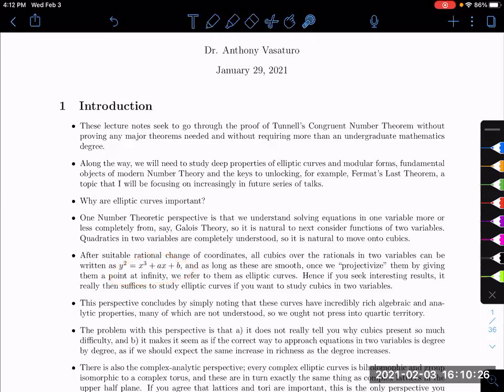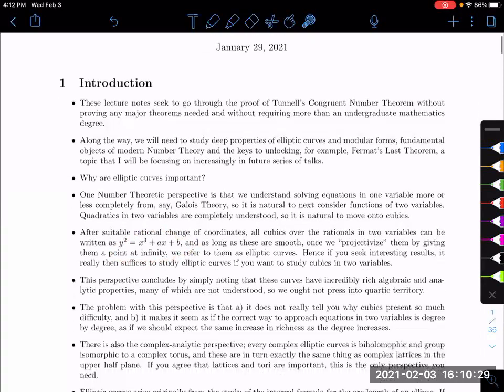For example, you can show that every cubic over the rationals in two variables can be written in this form here. This is a Weierstrass normal form. We'll talk more about this later. So y squared equals x cubed plus ax plus b, after some suitable rational change of coordinates. So when you're studying cubics in two variables, it really suffices to work with equations like this. And once you projectivize these, which we'll talk about later, essentially all that means is you're adding a point at infinity. And I'll make that precise maybe even today, I'm not sure.